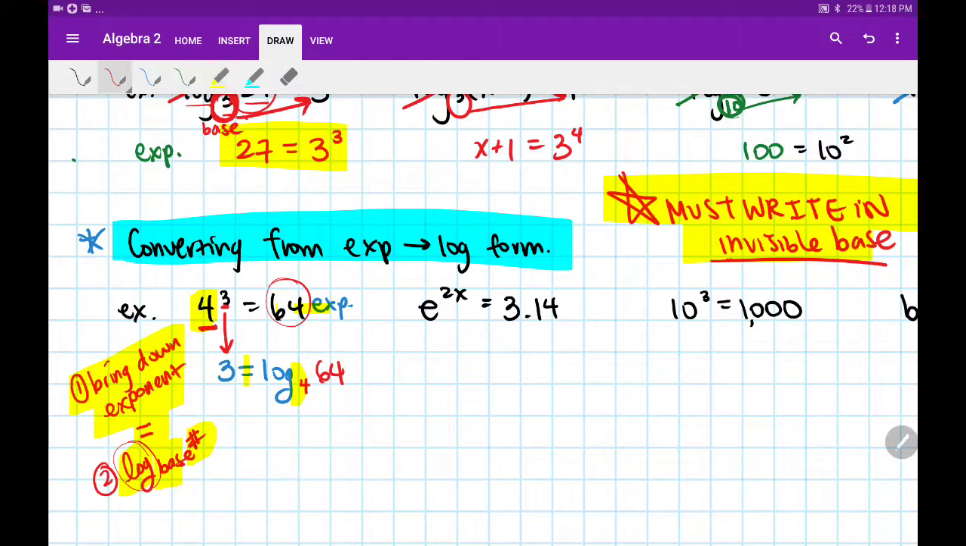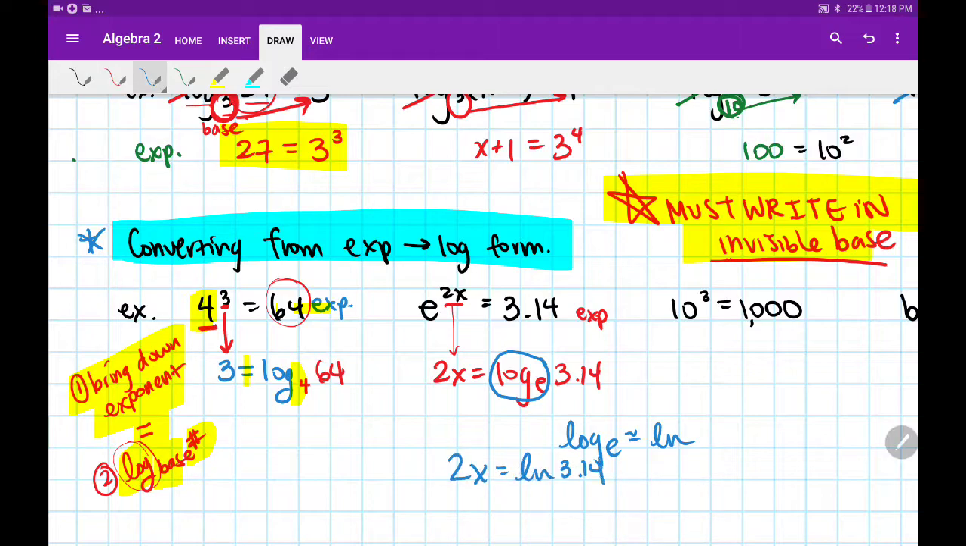Let's repeat that pattern with our base e now. So I'm in exponential form. I want to go into log form. So bring down the exponent, 2x equals. Now I'm going to write the word log, but it's a base e of 3.14, the only number that's left. Ooh, but if I have log base e, we don't actually write it like that. We use the word natural log. So again, log base e is the same as ln, or natural log. So your final answer here would be 2x equals ln 3.14.